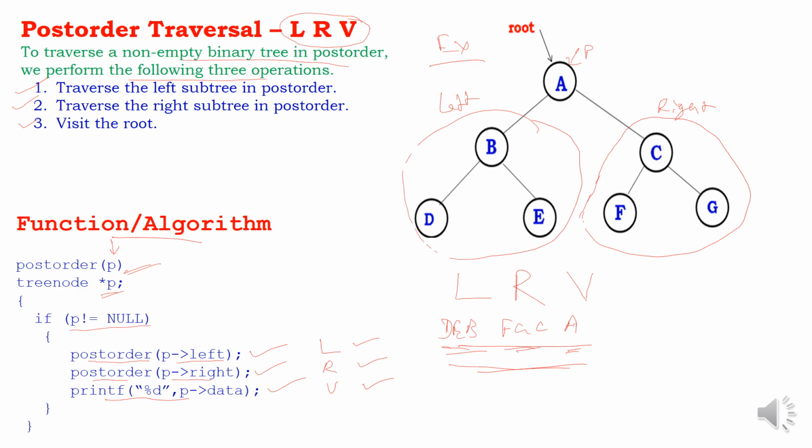So there are three different traversal techniques in binary trees: preorder, inorder, post order. Preorder means root is visited before left and right. Inorder means root is visited in between left and right. Post order means root is visited after left and right. In all the three cases, left is visited before right.